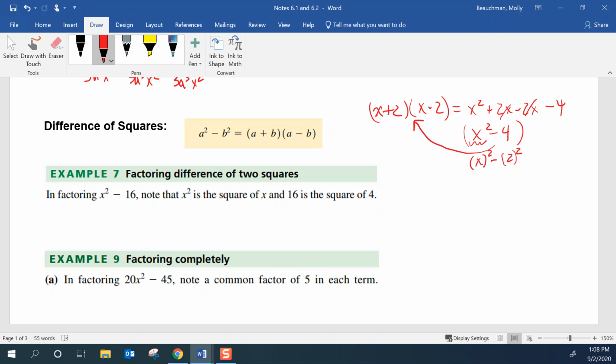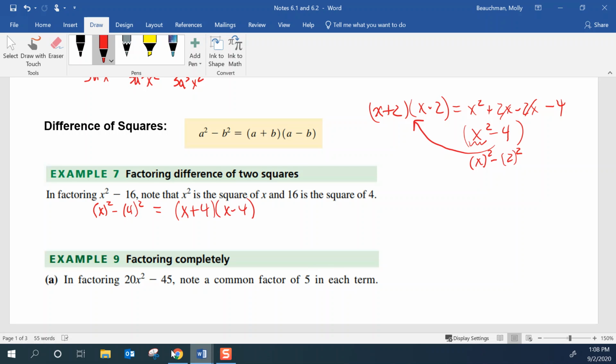So let's take a look at our examples. We've got factoring x squared minus 16. Is this a difference of squares? And the answer is yes. X squared is a perfect square, and 16 is a perfect square. It's 4 squared. So the x and the 4 are our a and b in the formula. So that factors into x plus 4 times x minus 4.